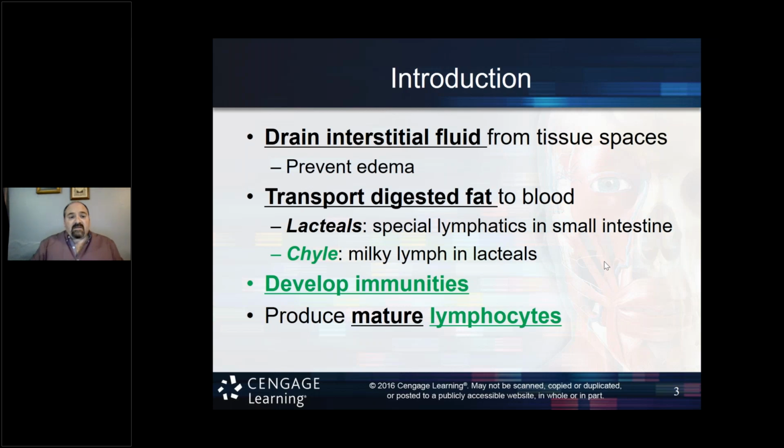As far as the ability to develop immunities and to actually develop an exposure to these microbes that will then lead to a memory via memory T and B cells, this is very important. This is part of what we would say your specific immune response would be, and then producing mature lymphocytes. And these are, again, these T and B lymphocytes, which will have specific functions that we'll talk about today.